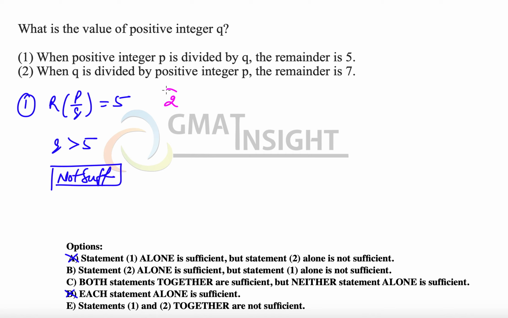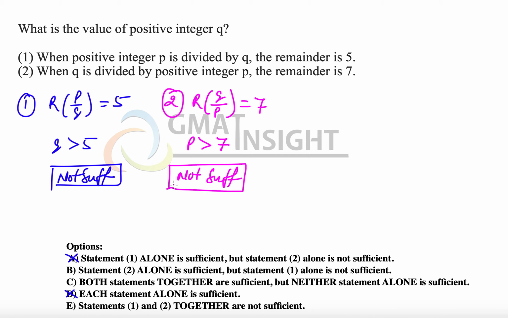The second statement says that when q is divided by the positive integer p, the remainder is 7. Now, when q is divided by p, the remainder is 7. That means once again, because the remainder is 7, p must be greater than 7. But once again that does not ensure the value of q, therefore it is not sufficient to answer the question.